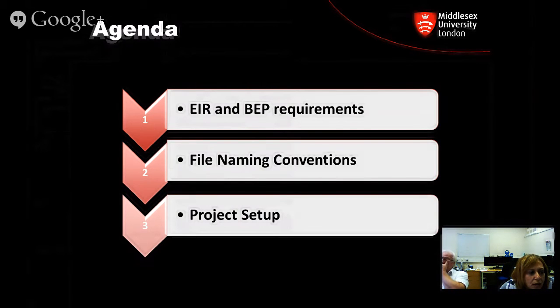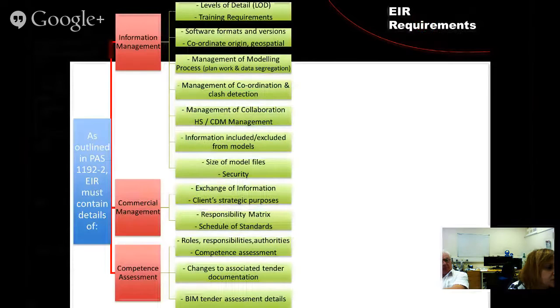But I'd just like to direct your attention to a few things regarding these, and then I'll be talking at the end about the technical management issues that should be taken into account during project setup, in particular during project setup. Okay, so let me start. All right, if you look at the PAS 1192, of course, you will find that it divides up the details that should be written inside the employer's information requirements as follows. So it divides it up into information management requirements, commercial management requirements, and competence assessment requirements. So all of these things in green should theoretically be inside the employer's information requirements.